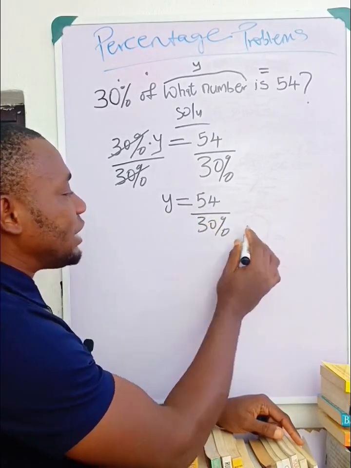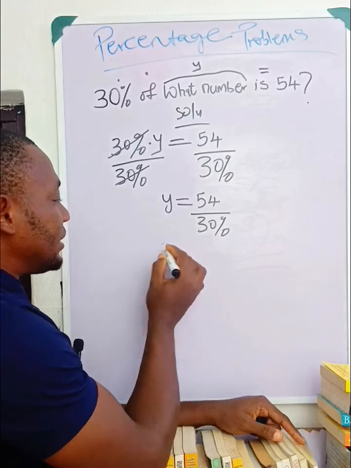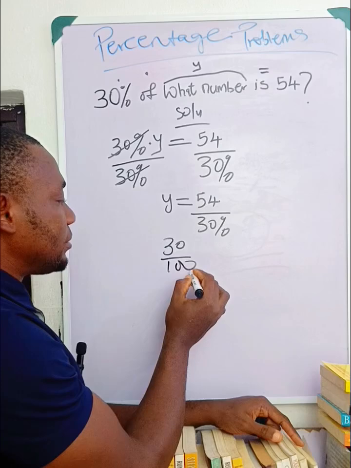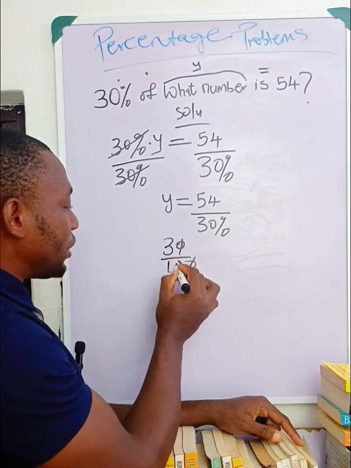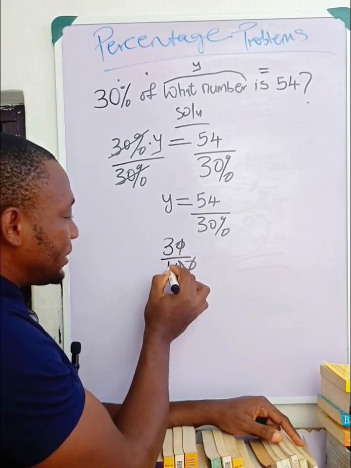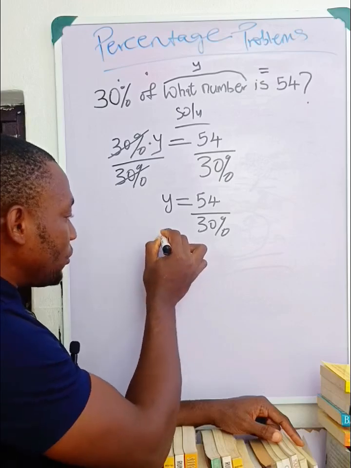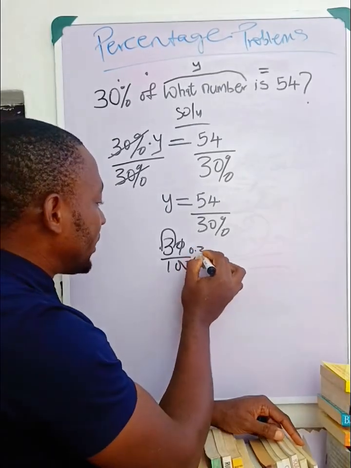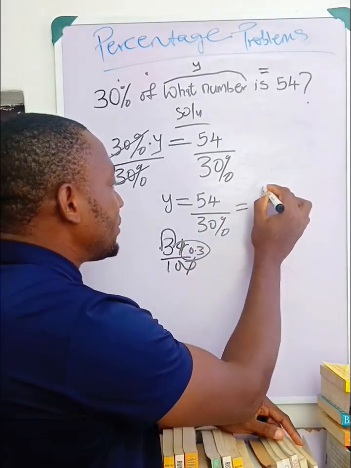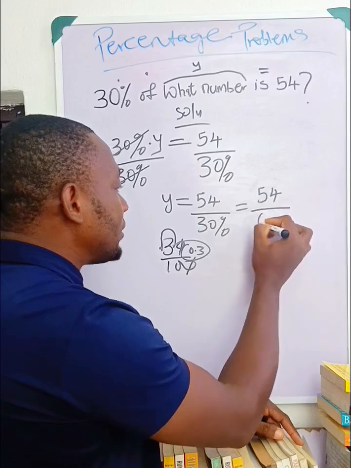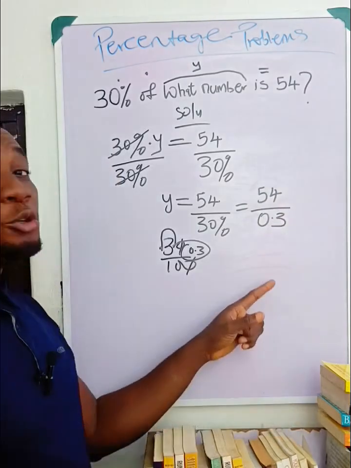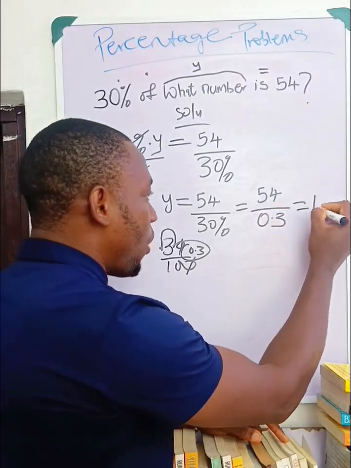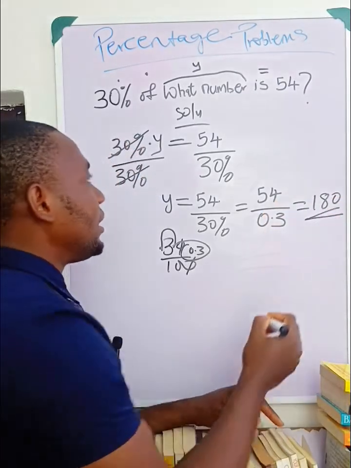54 over 30%, let us sort out the value of 30% first. 30% simply means 30 over 100. 0 can cancel 0. Since you have 10 here, so only 1 zero, so you move 1 point. Therefore, what we now have is 0.3, okay? So what we now have is 54 over 0.3. You are free to use your calculator. 54 divided by 0.3 gives you 180.